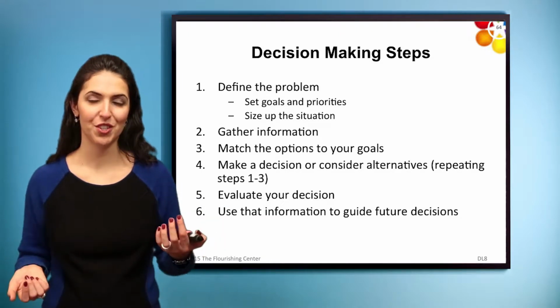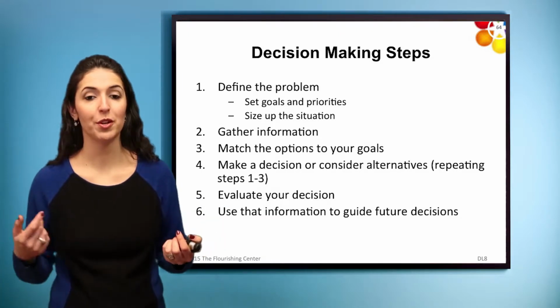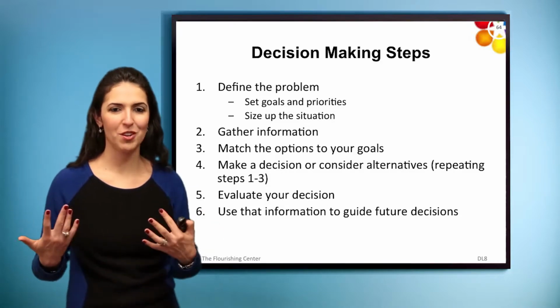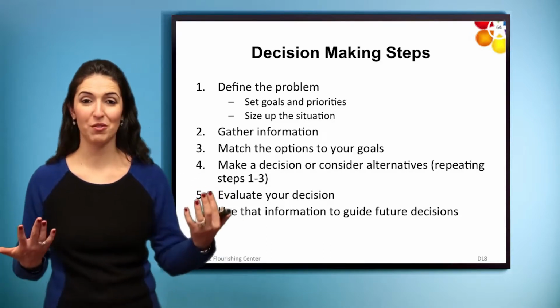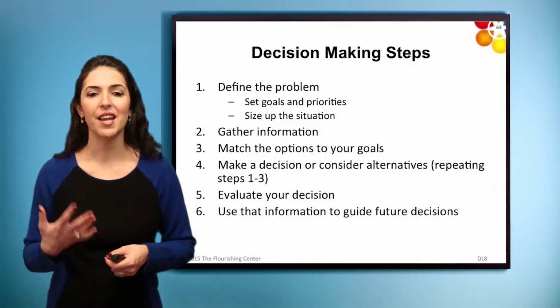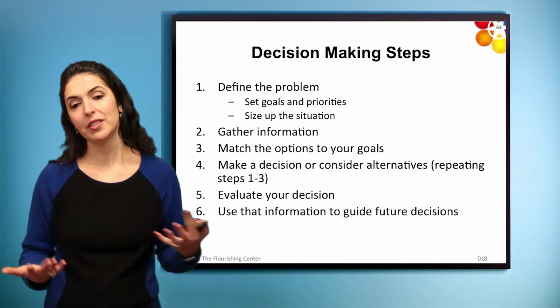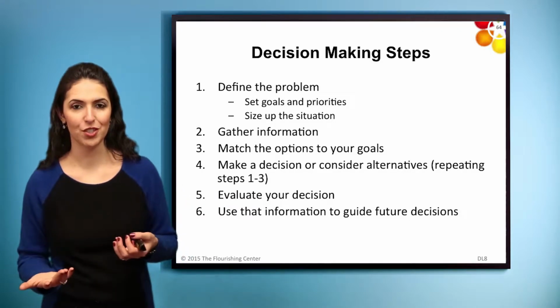Then you make a decision or consider alternatives where you might have to repeat steps 1 through 3, defining the problem, getting more information, and matching the option of what you're getting to your goals. Then eventually you make a decision, you evaluate your decision, and you use that information to guide future decisions.